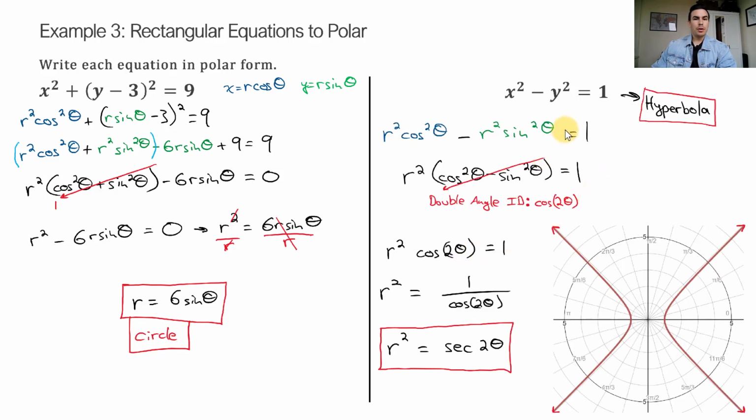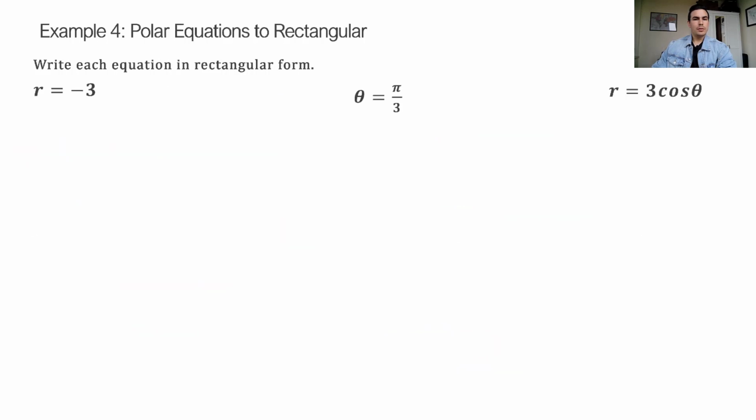We are left with a hyperbola here. Hopefully you recognize that right away from the standard form. And when I convert that to polar form, I get r squared is equal to secant 2 theta. Okay, and the graph of that looks something like this.